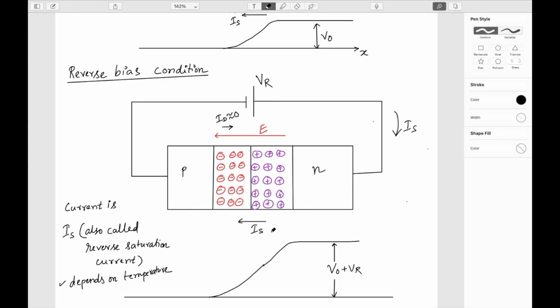So this is how a PN junction can be used as a diode. In forward bias condition, it is conducting current, whereas in the reverse bias condition, it is not conducting current. Before we end this discussion, let us try to find out the width of this depletion region in all three conditions: in equilibrium, reverse bias condition, and forward bias condition.